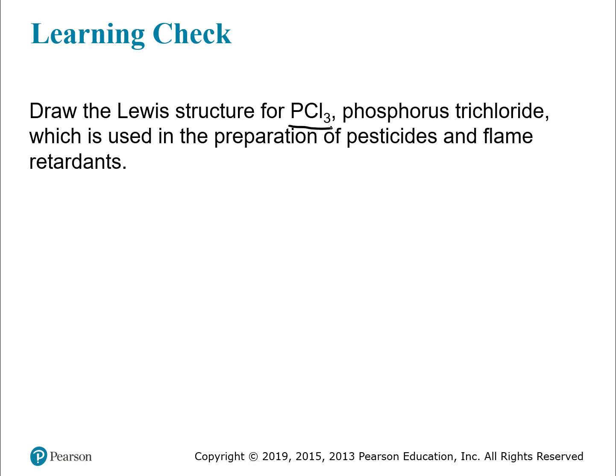So this molecule is actually used to prepare pesticides and flame retardants. Two kind of very different things, I know. So the first thing we're going to do is start by writing our Lewis structures for phosphorus and for chlorine.